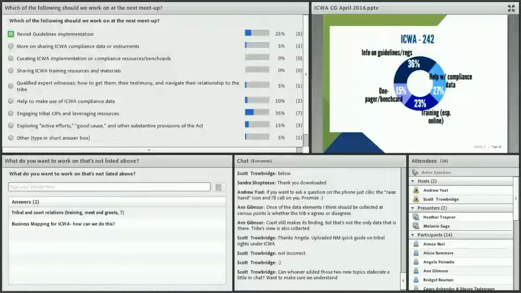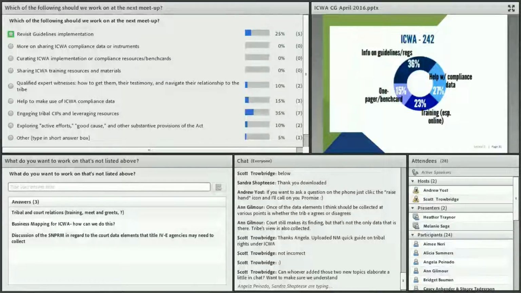Yeah, good question. Scott just typed into the chat. Can whoever added those 2 new topics elaborate a little bit in the chat, just so that we make sure we understand? That's good, especially keeping it in the chat. That way when I circle back around and throw them into the multiple choice pod, I can kind of refine it or drill down a little bit on what you're talking about there. Good. Thanks for that. All right. It looks like I'll just kind of keep moving. The chat pod's not going anywhere, so keep typing into it. I see that some of you are responding, so that's great.